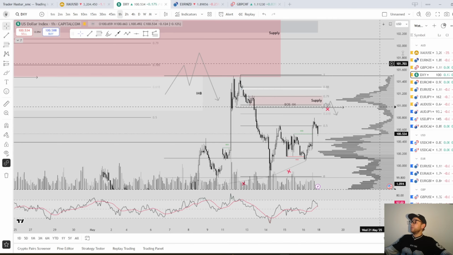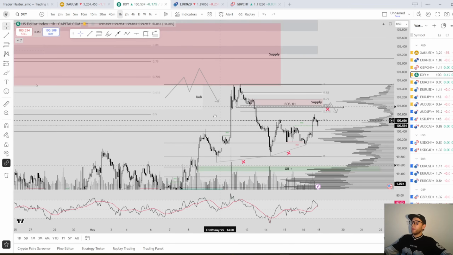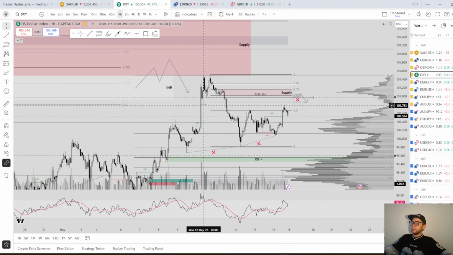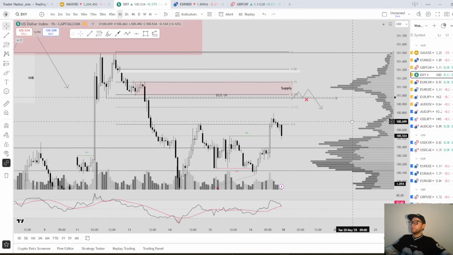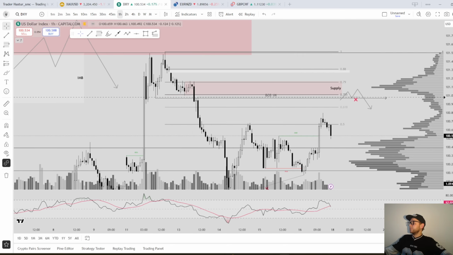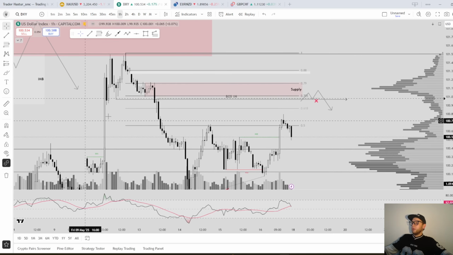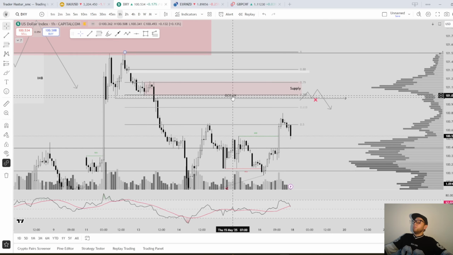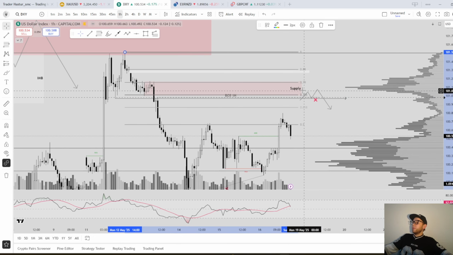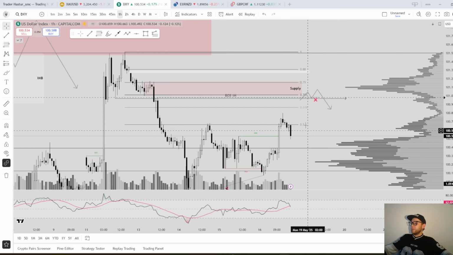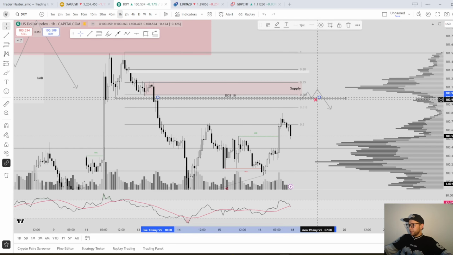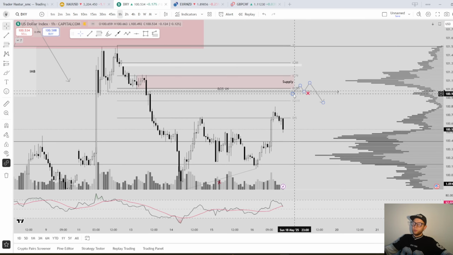Actually, this signal was in our VIP community, and as you see, we also have confirmation on the 1 hour time frame. This is our boss on the 1 hour time frame, plus we have a bearish supply. I expect a reversal here on the lower time frame after it catches this liquidity and mitigates our supply zone.